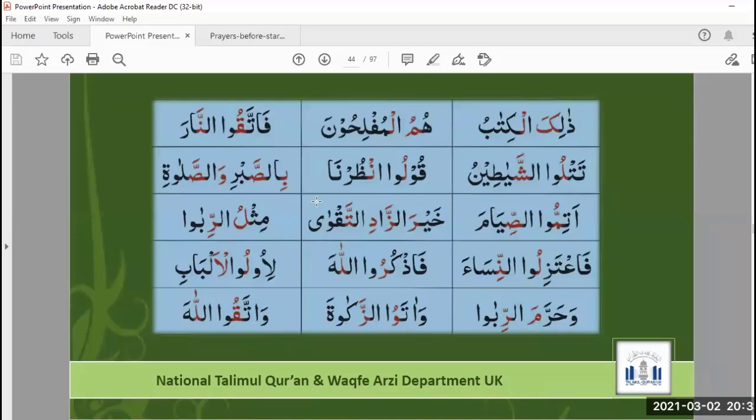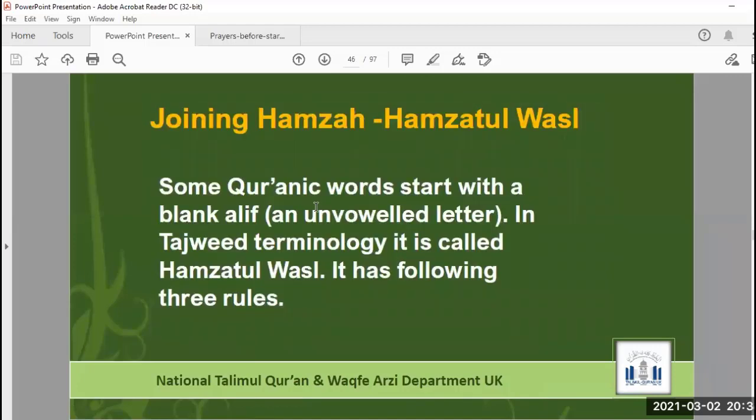That was the revision of the last lesson. Now we are learning today, joining Hamzah, Hamzatul Wasl. I mentioned that sometimes in the Quran, words start with the blank alif and an unvowelled letter. There is no fatha, no kasra, no dhamma, nothing, no sukun. So in Tajweed's terminology, it is called Hamzatul Wasl. That particular alif without any stroke at the start of a word is called Hamzatul Wasl. And it has 3 rules, and we need to apply those rules and remember them.